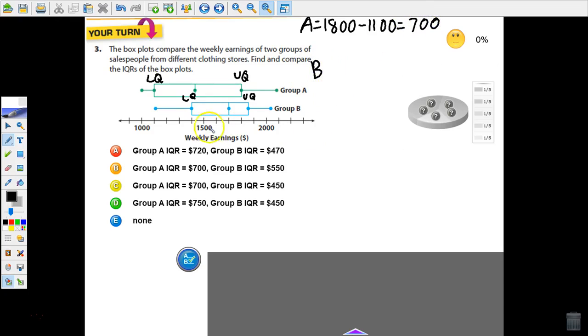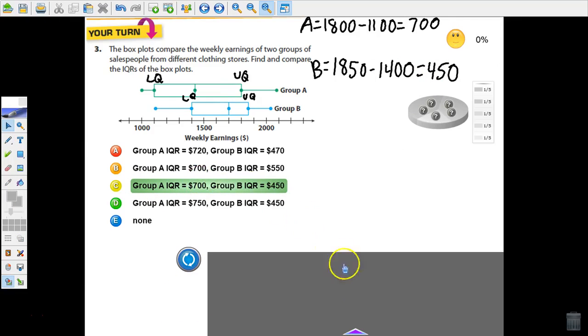B. 15, 16, 17, 18, 19. That's in the middle, so 1850 minus 1500, so 1400. And that is 450. So group A is 700, group B is 450.